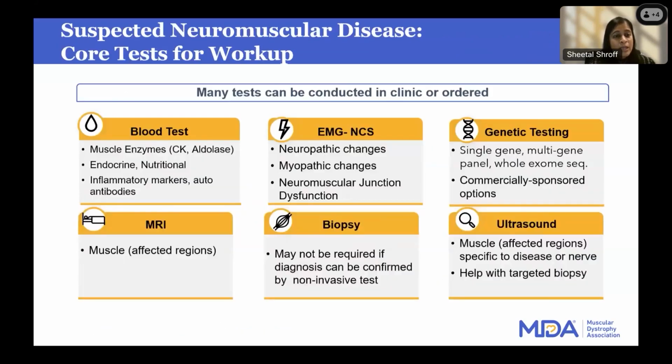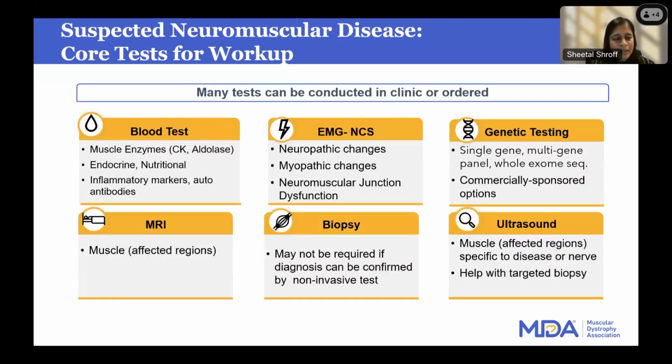Now, once we see in the history or in the examination that we suspect a neuromuscular disease in our patient, there are a variety of tests available which can aid in earlier diagnosis. Blood tests such as creatine kinase, aldolase, screening for endocrine and nutritional abnormalities or deficiencies, inflammatory markers, and autoantibodies, and then EMG and nerve conduction studies, which help us narrow it down.